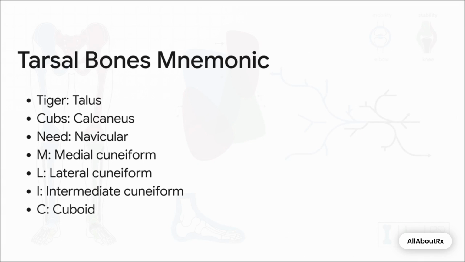Remembering those 7 tarsal bones can be a huge headache, I know. But let's use another awesome mnemonic to lock it in. Picture a group of young zoo animals. Tiger cubs need MLIC. That stands for talus, calcaneus, navicular, medial cuneiform, lateral cuneiform, intermediate cuneiform, and the cuboid. Keep that image of the tiger cubs in your head, and you'll easily be able to reconstruct the foot's architecture.